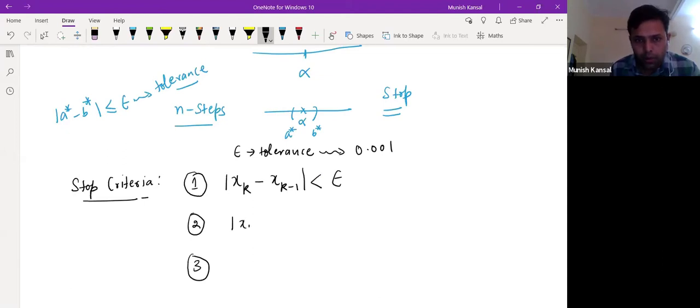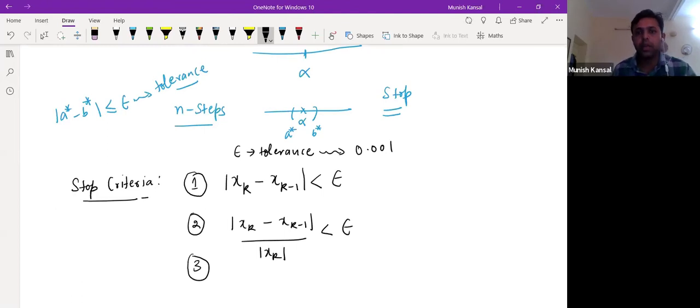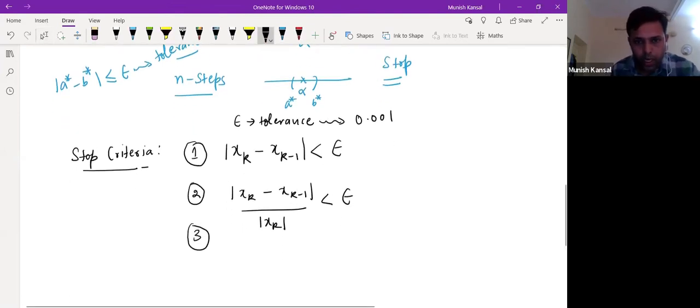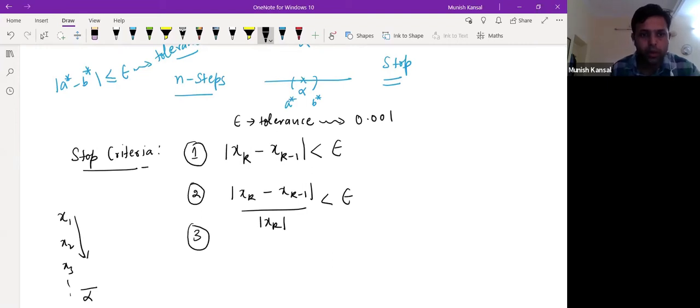The second one is that we can also make use of this expression. When this becomes less than epsilon, then again we can stop. This is in the context of relative error. Now the third one: because you are calculating approximations, say x1, x2, x3, we assume that these approximations are converging to some particular number, say alpha. Alpha is your final solution.